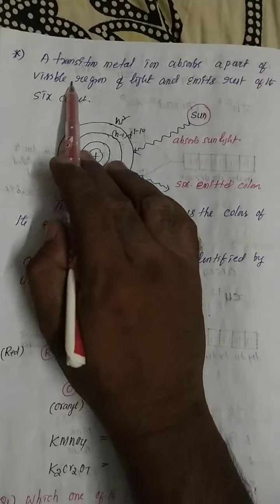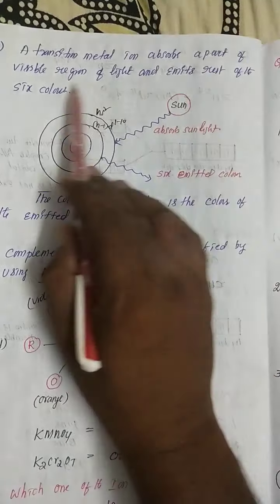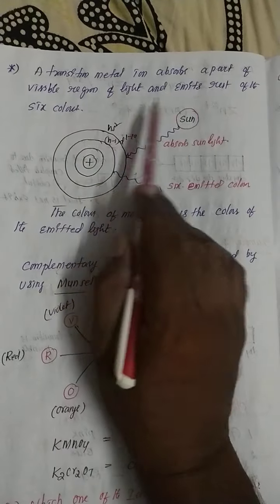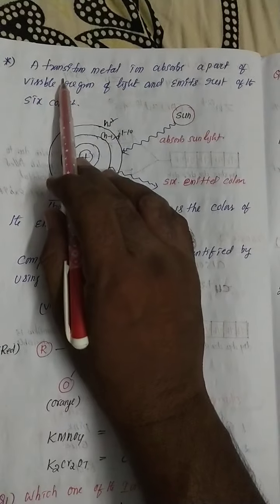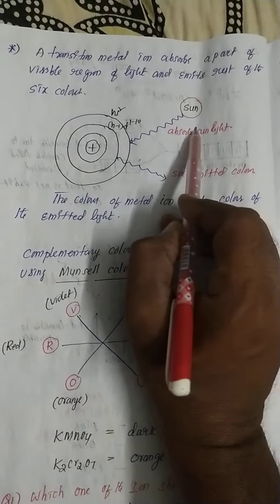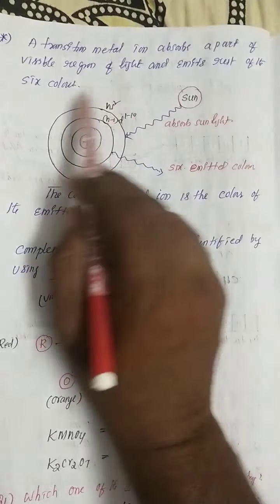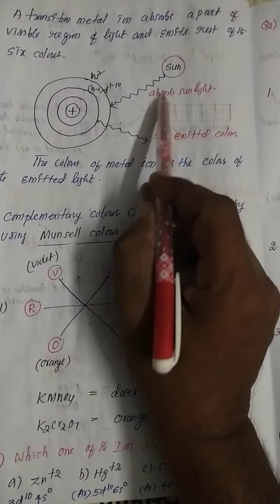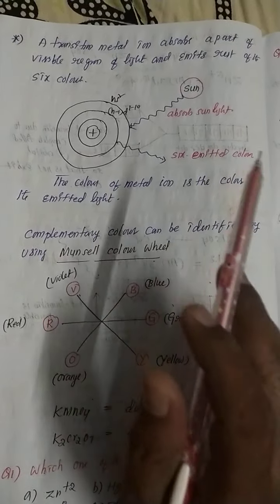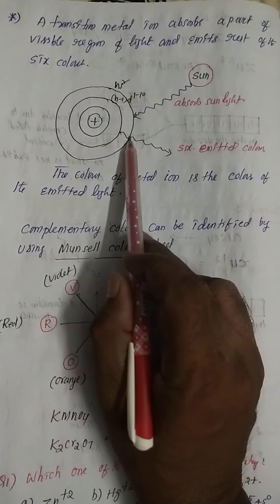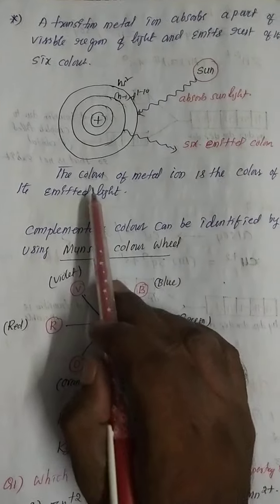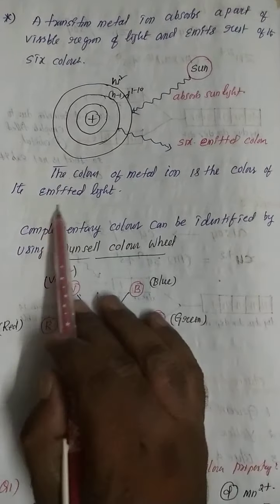One more point. The transitional metal ions absorb a part of the visible region of light and emit the rest of the 6 colors. So a transitional metal ion absorbs a part of the visible region from the sunlight and emits the rest of the 6 colors. So the color of the metal ion is the color of the emitted light. That is the most important. What color is emitted from the compound, that decides the compound color.